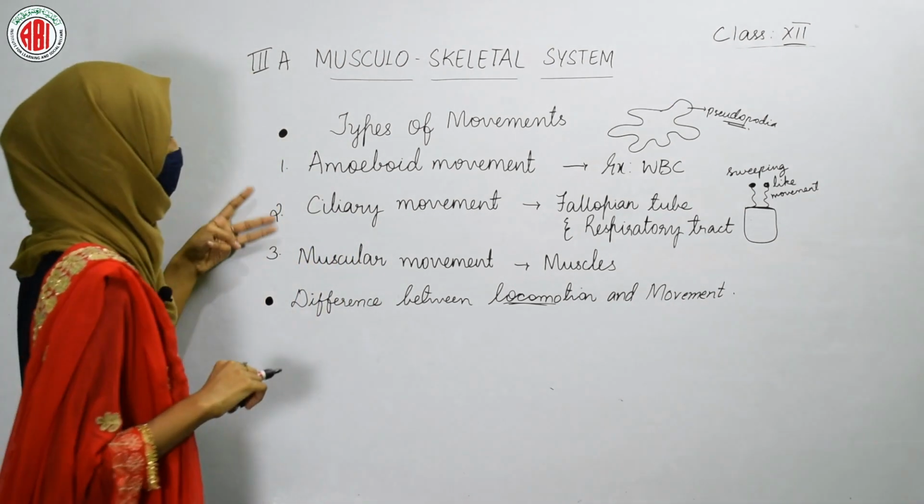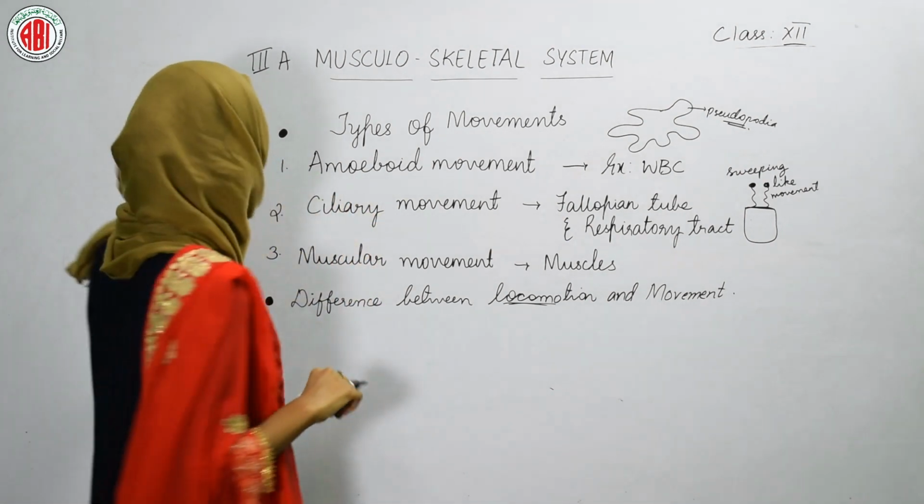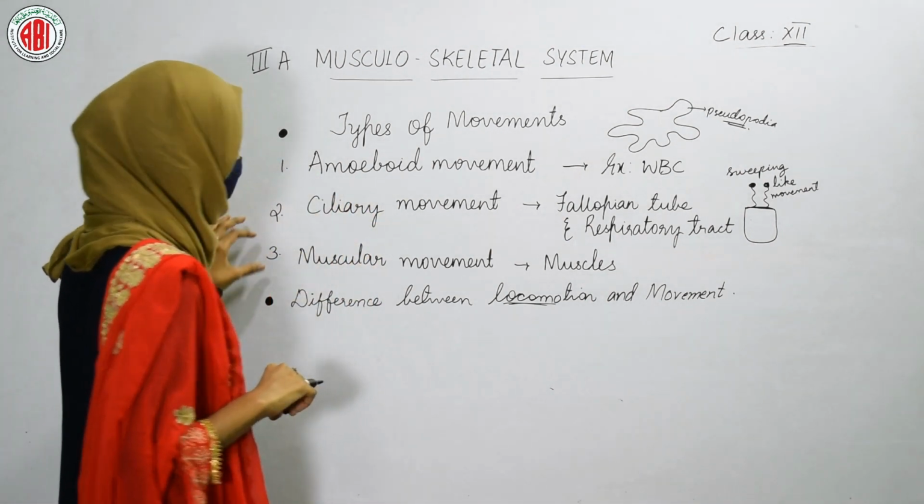Here three types of movement can be seen in the different muscles or in the different cells of our body: amoeboid movement, ciliary movement and muscular movement.